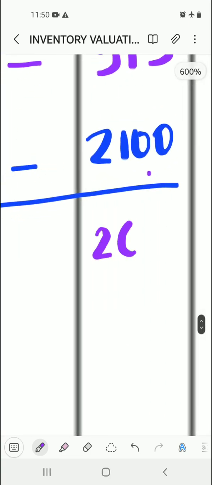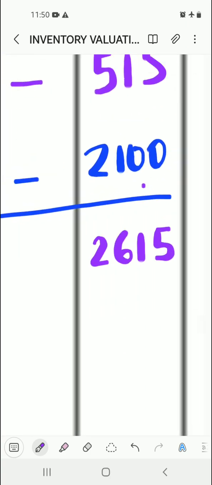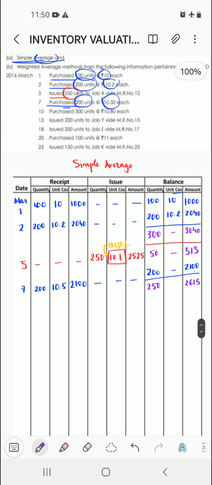So 2615, it's done for March 7. Now we're going to move to the next date, that is March 10.